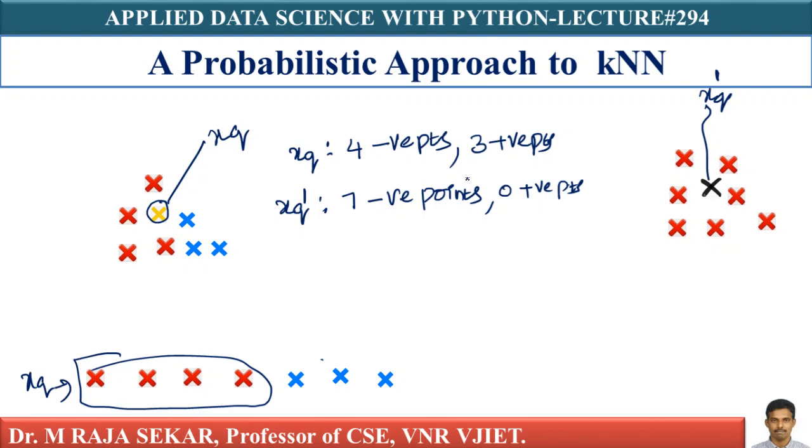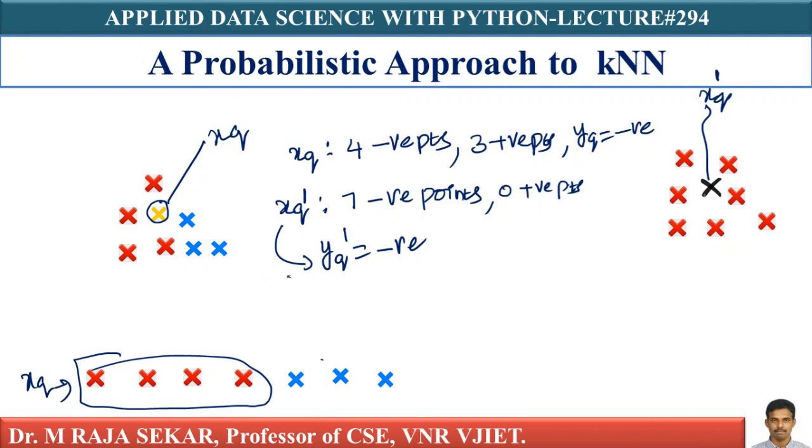Now, if I apply simple majority vote as a rule to determine the class label, I will say yq dash is negative. Why? Because of 7 negative points. For xq dash, my yq dash is the negative class, isn't it? Anyway, we already discussed yq is negative. Actually, there are 4 negative points and 3 positive points, isn't it?